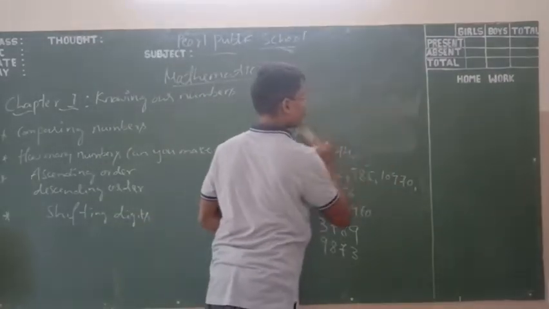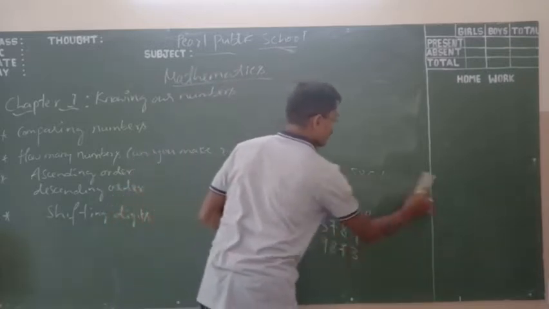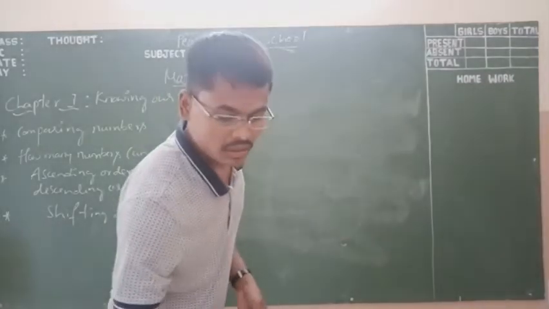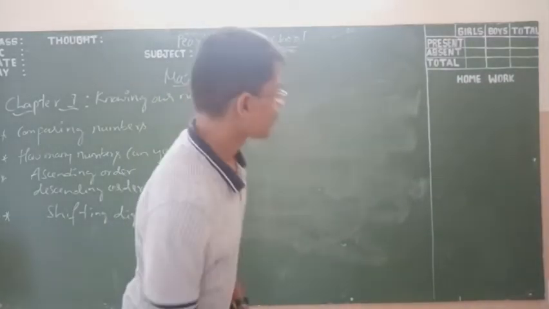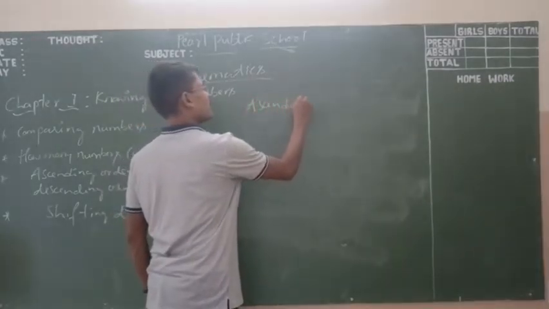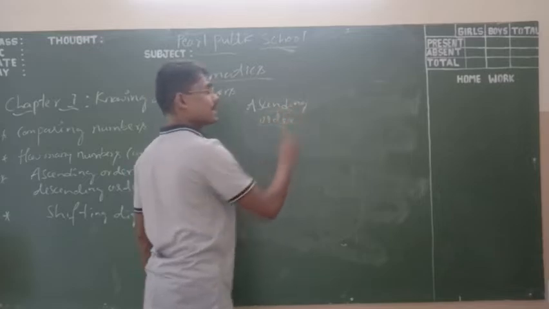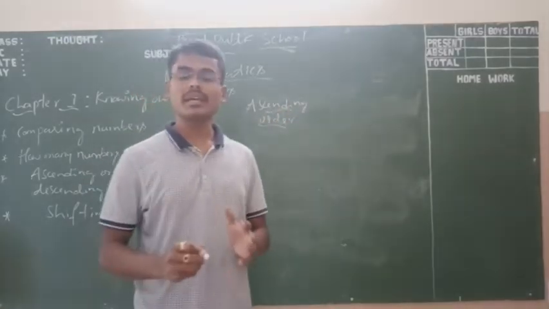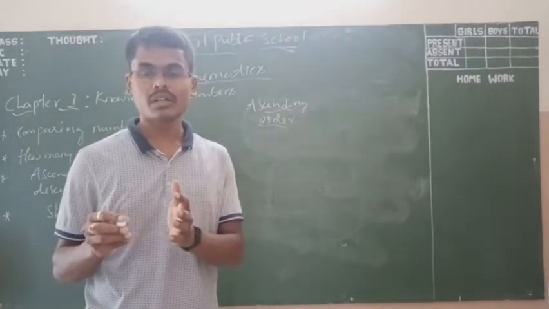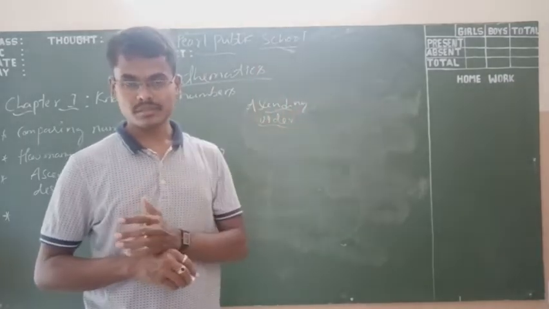Now the next one, ascending order and descending order. How are we going to arrange the numbers in a sequential form, in an order? Now look at ascending order. What is this ascending order? Ascending order means the arrangement of numbers from smallest to the greatest number.